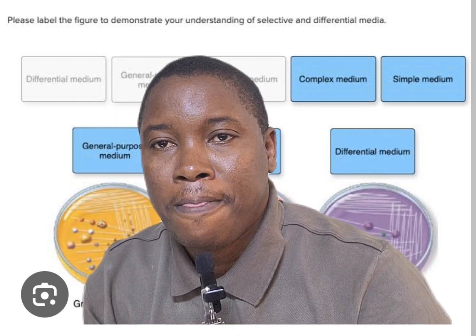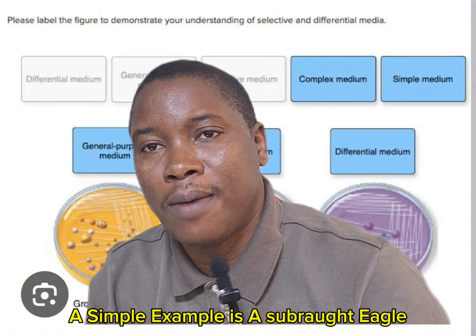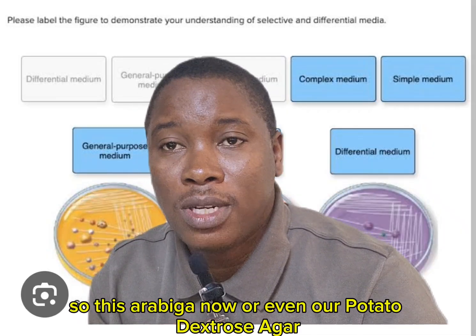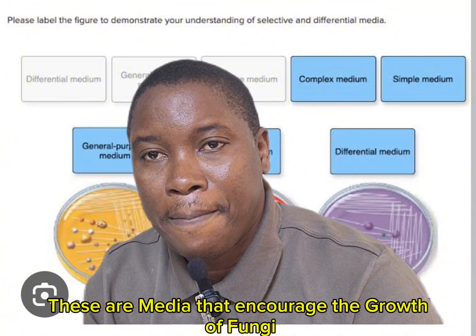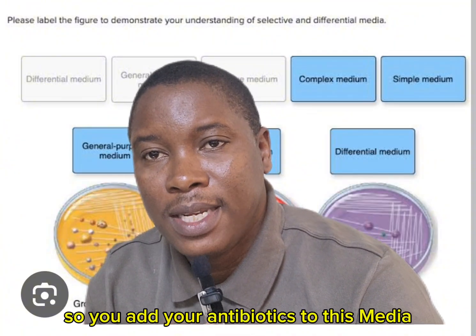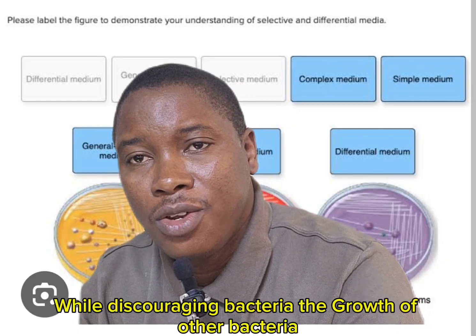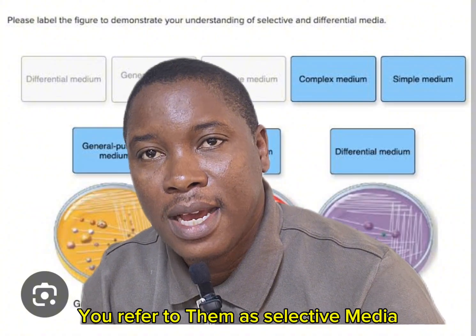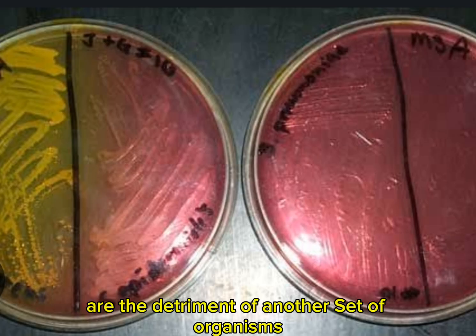To be able to do that, you might want to use different kinds of selective media. A simple example is Sabouraud agar. This Sabouraud agar, or even our potato dextrose agar, are media that encourage the growth of fungi. So you add your antibiotics to this media, and then they encourage the growth of fungi while discouraging the growth of other bacteria. This kind of media, you refer to as selective media because they're encouraging the growth of one organism, and they are doing that at the detriment of another set of organisms.